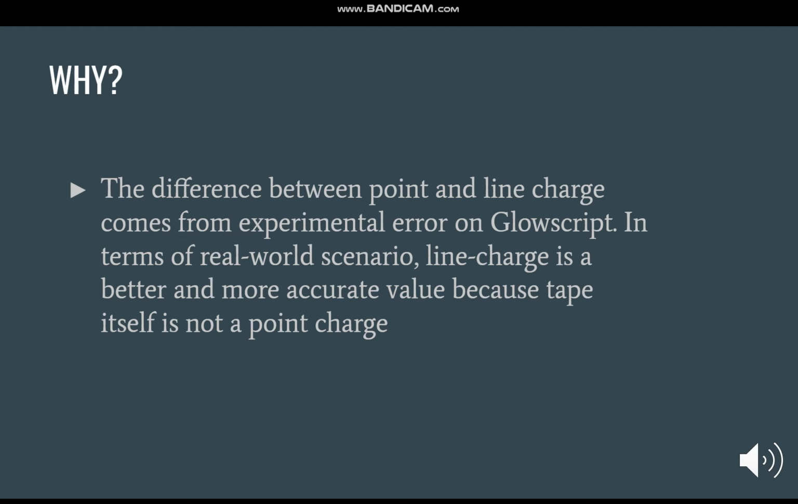So the why question I answered here: the difference between point and line charges comes from experimental error in the GlowScript. In terms of a real-world scenario, line charge is a better and more accurate value because the tape itself is not a point charge.